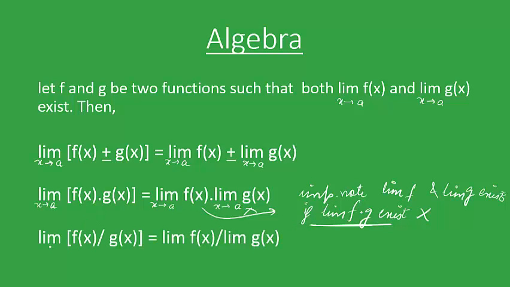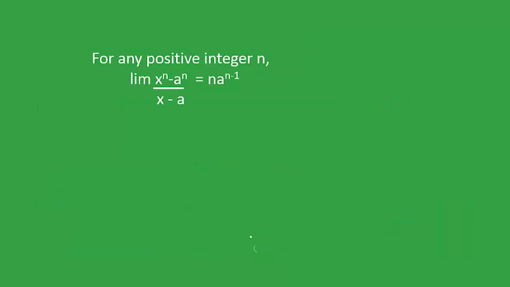The third and last property says that the limit of f(x) upon g(x) as x tends to a is equal to the limit of f(x) as x tends to a upon the limit of g(x) as x tends to a. This expression holds when the limit of g(x) as x tends to a is not equal to 0. If it is 0, this expression won't be defined.